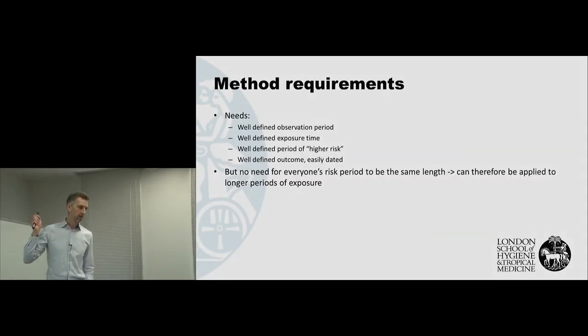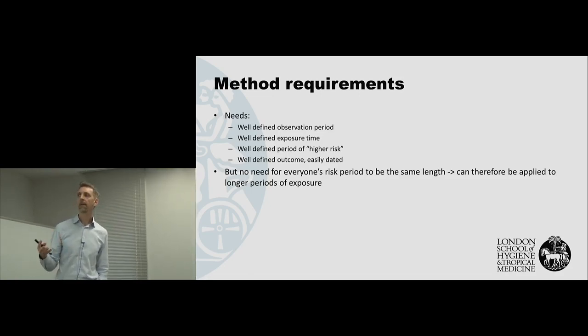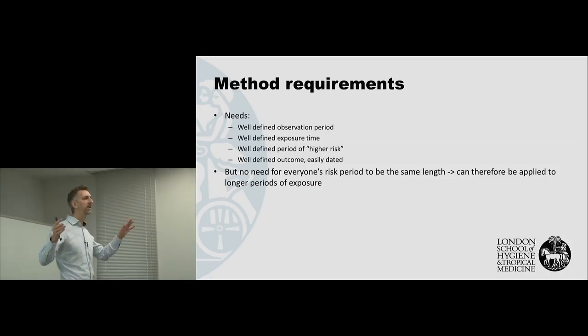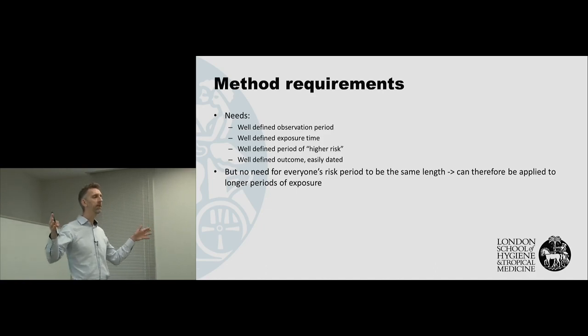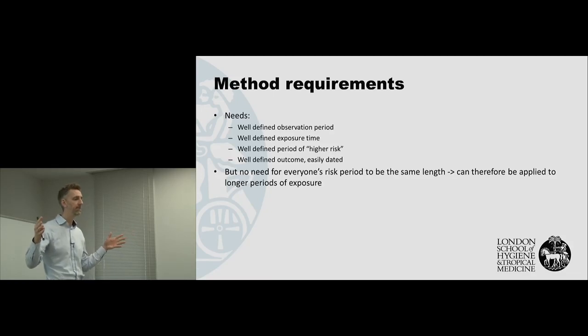So for the self-controlled case series, there are some requirements that we have to meet in order to be able to use the design. First of all, we need to have a well-defined observation period. We need to know when we start observing patients and when we finish observing them, because I need to be sure that during that period I would be able to see if they had both the exposure and the outcome and when they had it.